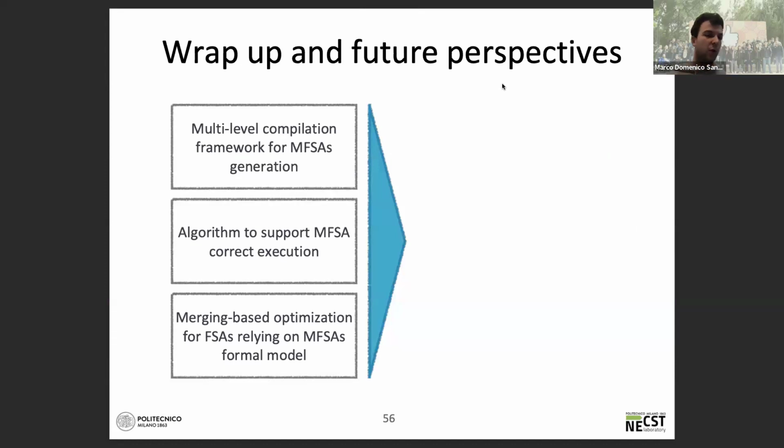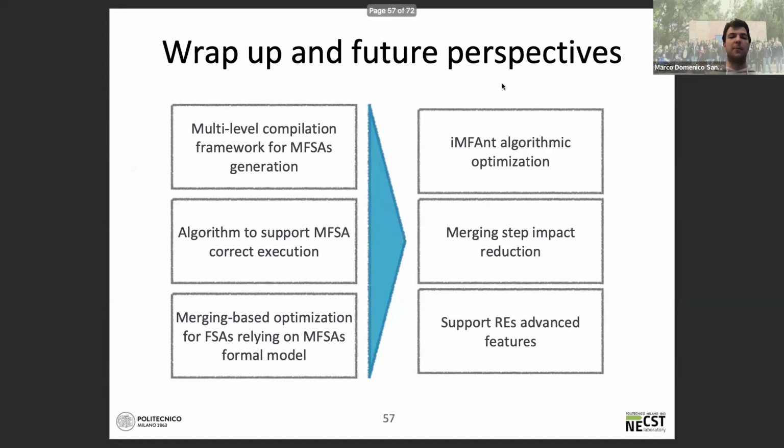Looking at the future, we are working on improving the MFSA algorithm. We want to lower the plateau that we can reach in executing MFSA in inference. We want for sure to reduce the impact of the merging procedure in the compilation time, and we are looking at trying to possibly support advanced features in regular expressions that are not classically supported by the standard FSA model.